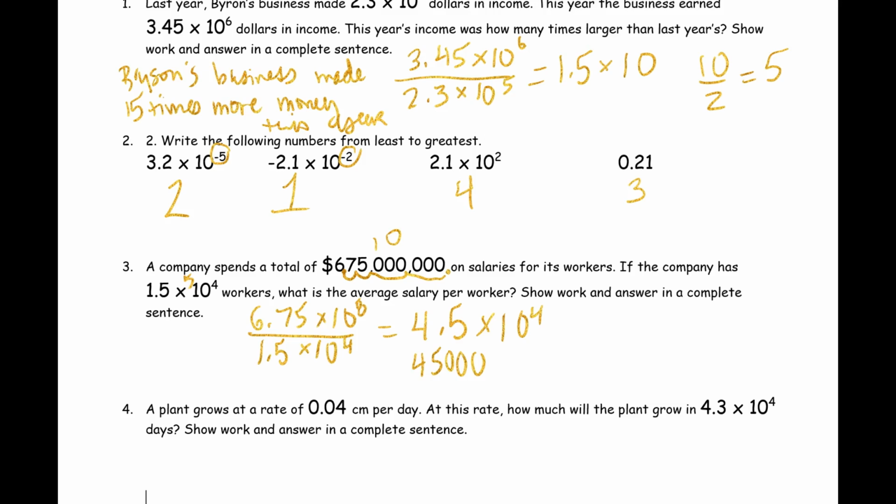All right, so show your work and answer in a complete sentence. What it's asking, the company spends an average of $45,000 per worker.